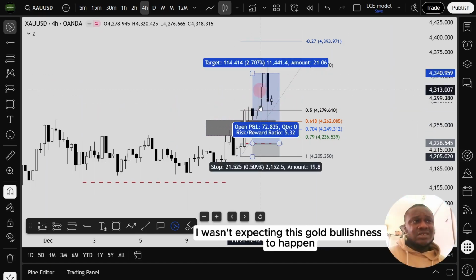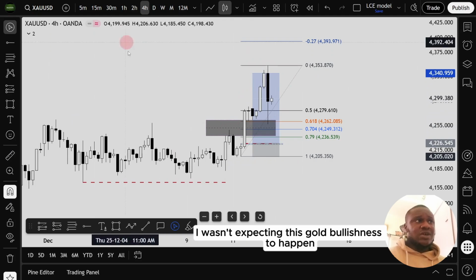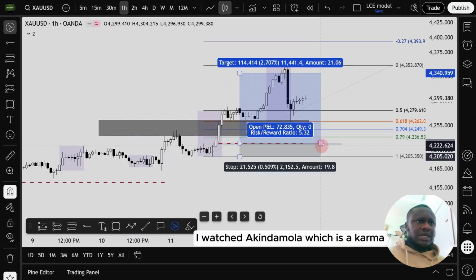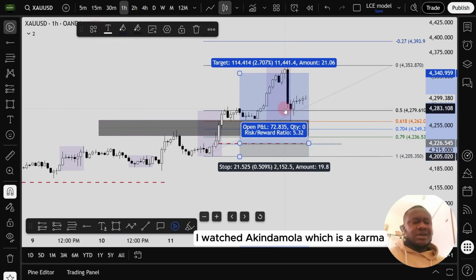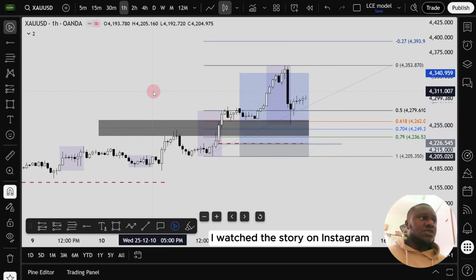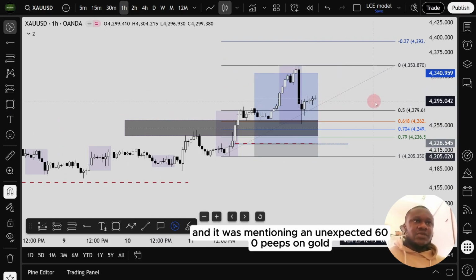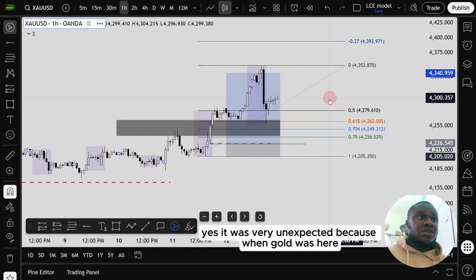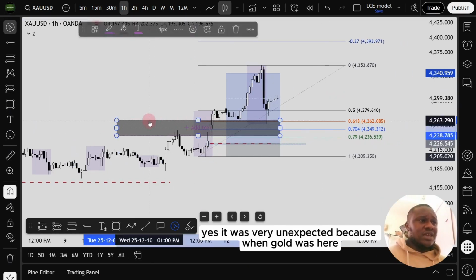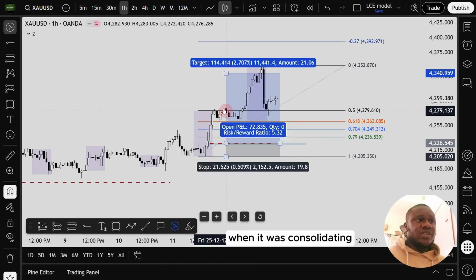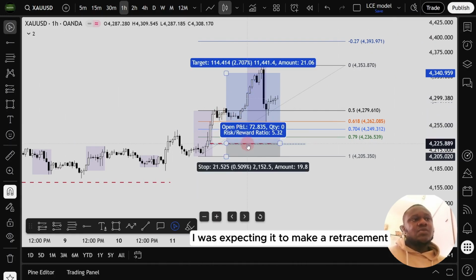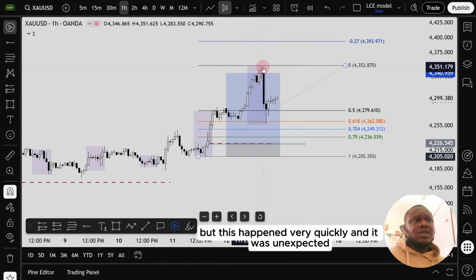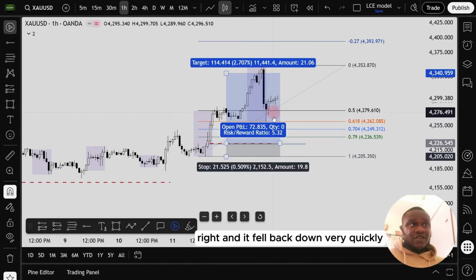I wasn't expecting this gold bullishness to happen. I watched Akinda Mola, which is Karma, yes, Karma effect. I watched the story on Instagram, and he was mentioning an unexpected 600 pips on gold. Yes, it was very unexpected because when gold was here, I was expecting a retracement. When it was consolidating, I was expecting it to make a retracement, tag me in, and continue buying. But this really happened very quickly, and it was unexpected, right? And it fell back down very quickly.